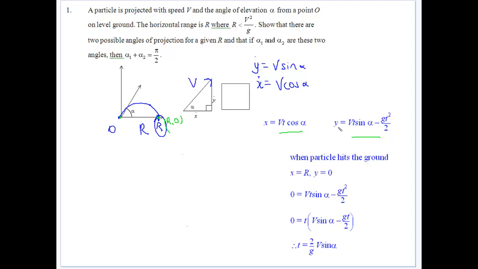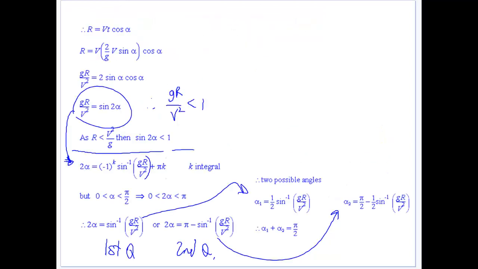So that's where we get those two. If we sub y equal to 0, we get Vt sine alpha minus g t squared on 2. We factorise a t out, and we get t equals 0, which we're going to ignore. And we get V sine alpha minus gt on 2, which we rearrange to get t by itself. Then t is equal to 2 on g, V sine alpha. So there's our first part that we needed. And then r is also equal to Vt cos alpha, so we can sub t in there.